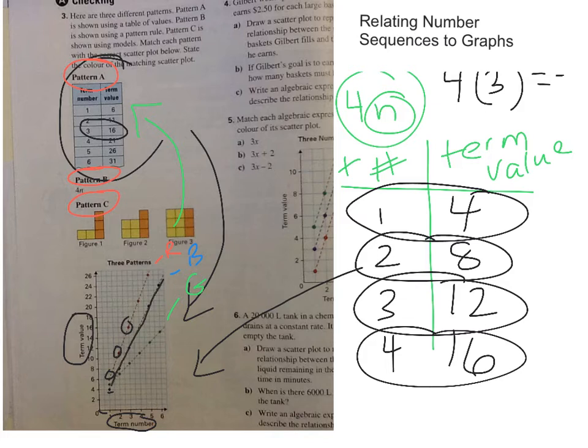Let's just test out the second ordered pair just to be sure. The second ordered pair should be 2 and 8. Go along the bottom to 2 and go up to 8, and it's right there. And if we went along to the third ordered pair, 3 and 12, along the bottom to 3 and up to 12, it would be right there. So again, it's following this line right here, and that line is blue.